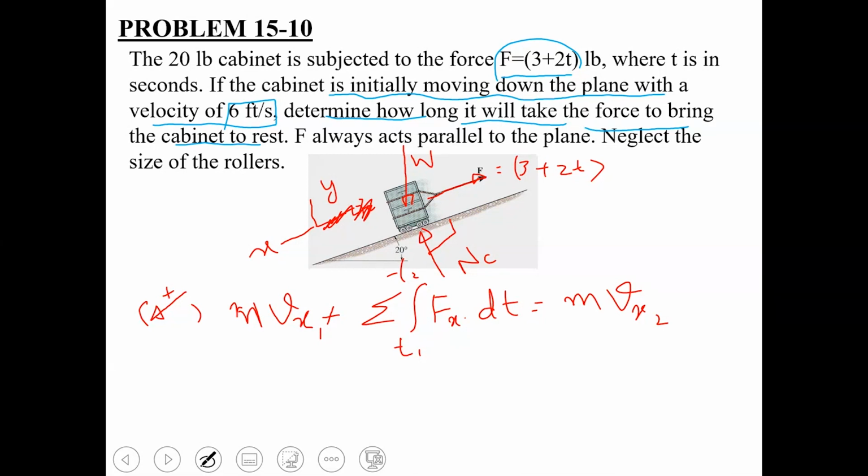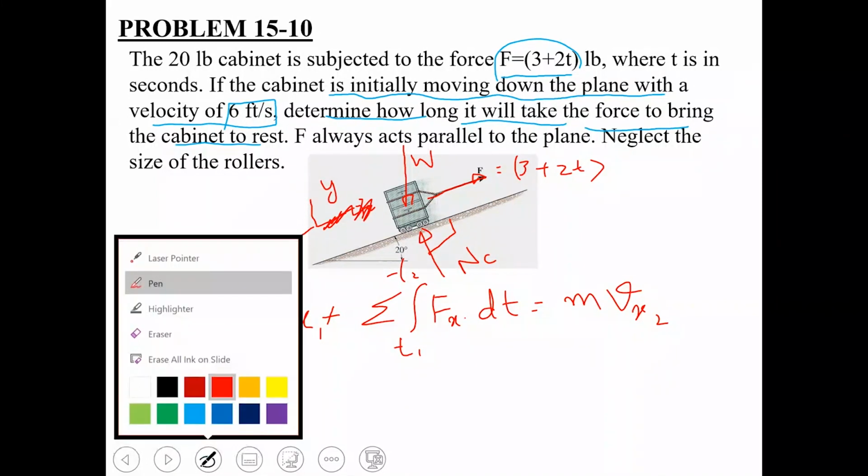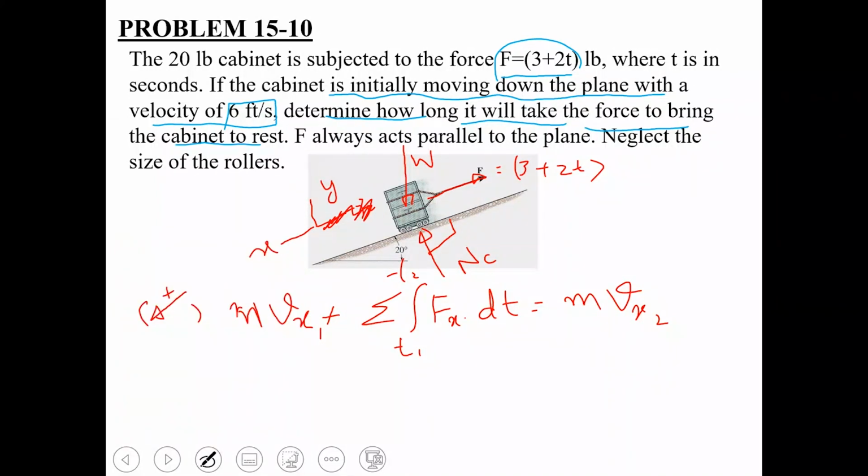Okay, starting with the initial momentum term first of all, कि ये जो हमारा initial momentum है, सबसे पहली बात, is it going to be a positive quantity or a negative quantity?